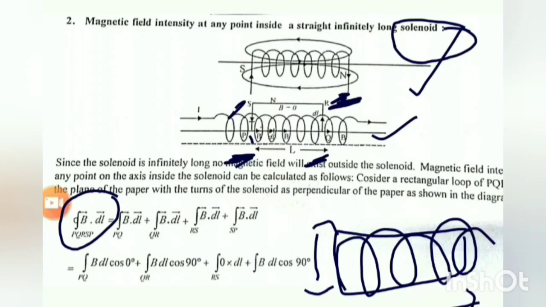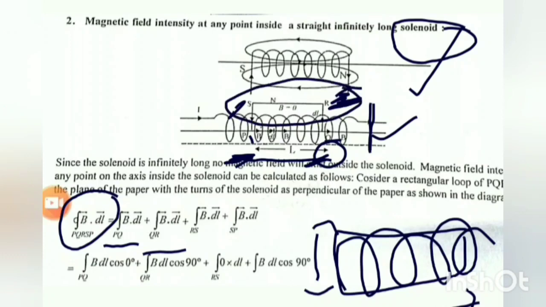Firstly, we will write for the first side, that is PQ, integral PQ B dot dl. After then we will write for this side, that is QR, integral QR B dot dl. After then for this side RS, integral RS B dot dl. Then again for this side, that is SP, integral SP B dot dl.